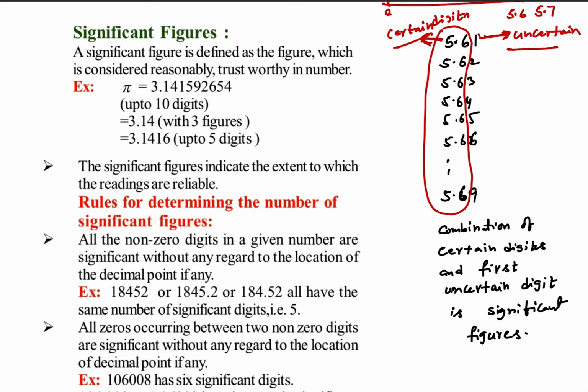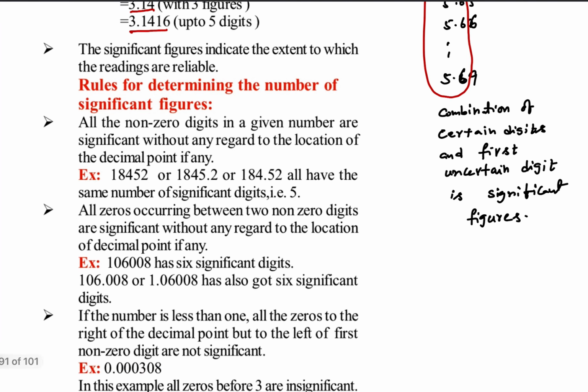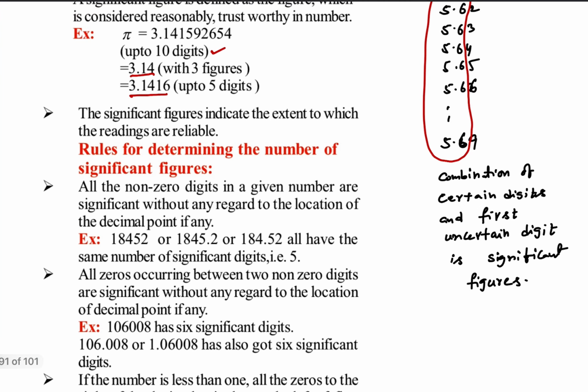I have taken some conditions for significant figures here. If you take pi, you can take up to so many digits. If you take up to 10 digits, we get one result. If you want, you can take up to 3 digits, or up to 5 digits, like 3.1416. Significant figures indicate the extent to which the readings are reliable. Up to what digit can we take as reliable?